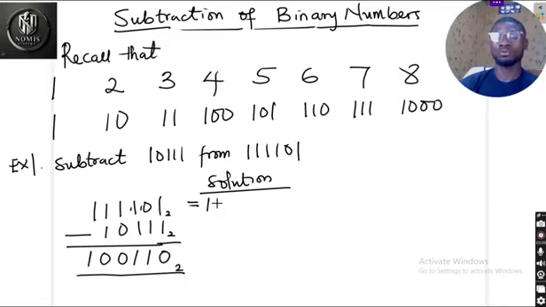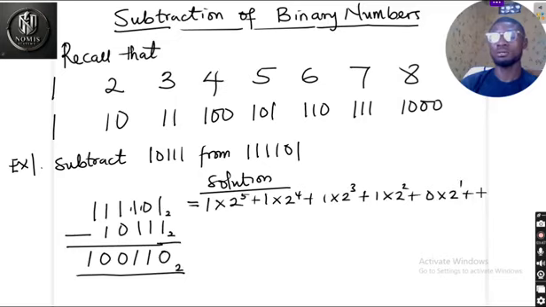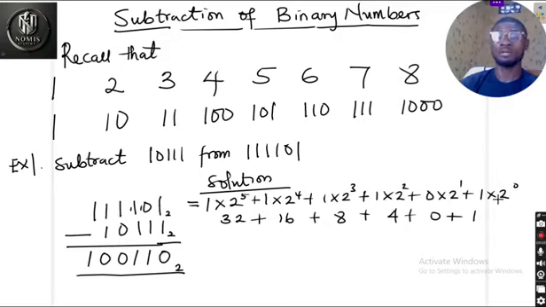So 1 multiplied by 2 raised to the power of 5, plus 1 times 2 raised to the power of 4, plus 1 times 2 raised to the power of 3, plus 1 times 2 raised to the power of 2, plus 0 times 2 raised to the power of 1, plus 1 times 2 raised to the power of 0. So everything here is 32 plus 16 plus 8 plus 4 plus 0 plus 1, because 2 to the power of 0 is 1, right? So 1.